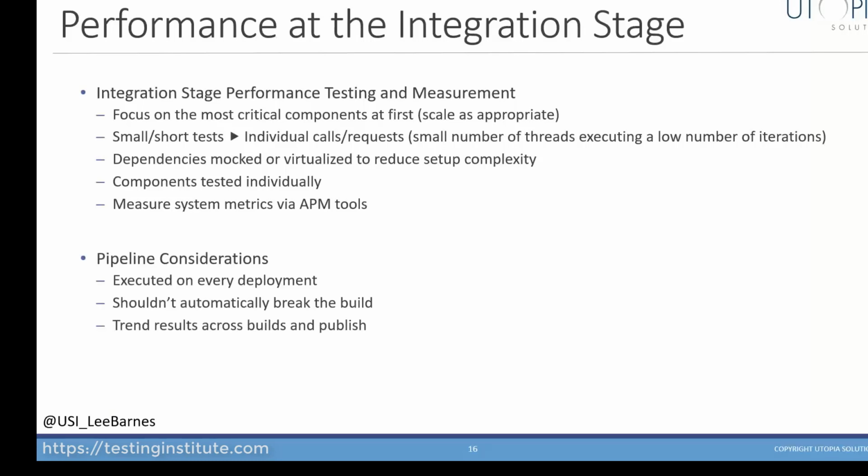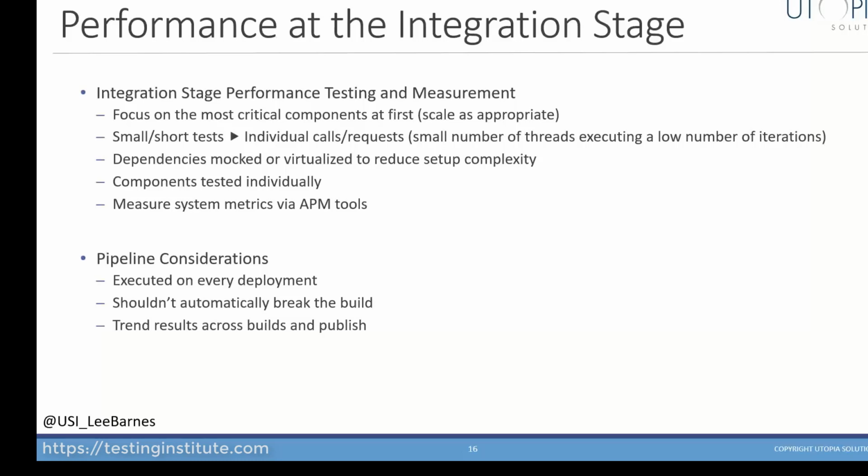Also some important things to consider here in this stage of the pipeline. We want to execute these tests on every build that gets deployed here if possible, but similar to unit performance testing, the results are not necessarily deterministic. Probably shouldn't have tests break the build. And again, we're not looking for absolute results here, right? As we just discussed, we're not putting real life load on the system. It's not a production-like environment, most likely.